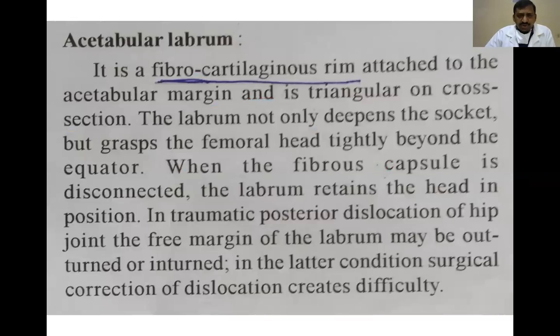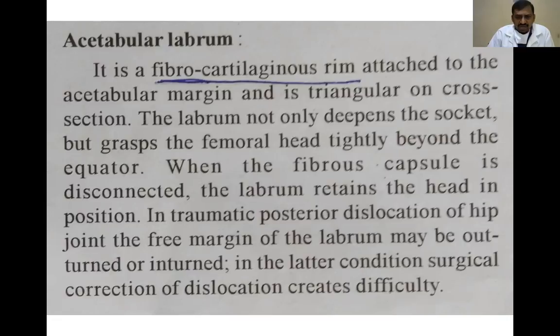Next, what is the acetabular labrum? It is a fibrocartilaginous rim attached to the acetabular margin and is triangular on cross section. The labrum not only deepens the socket but grasps the femoral head tightly beyond the equator. Suppose this is the head of the femur, it grasps the head of the femur in different movements. That is most important.